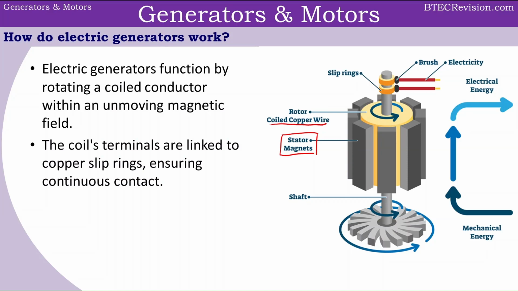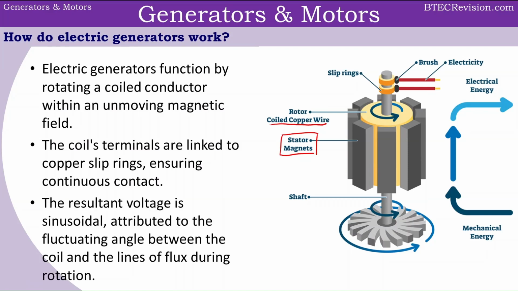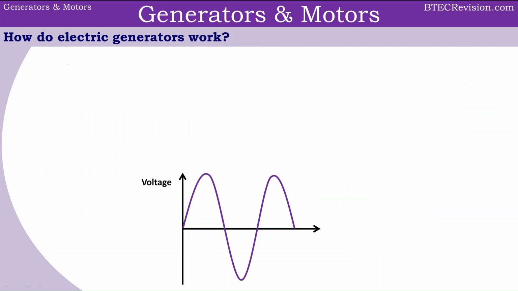and the coil's terminals are linked to copper slip rings, and this ensures continuous contact. And we have electrical energy generated. The resultant voltage formed is sinusoidal, and this is attributed to the fluctuating angle between the coil and the lines of flux during the rotation. Here is a diagram showing you that sinusoidal voltage.